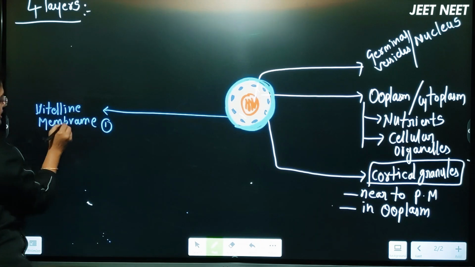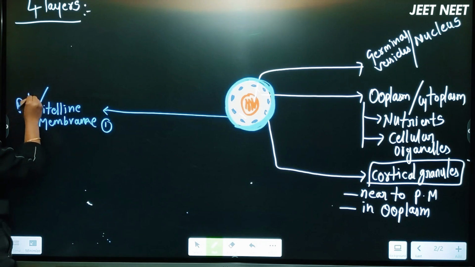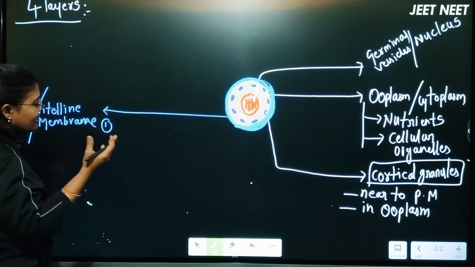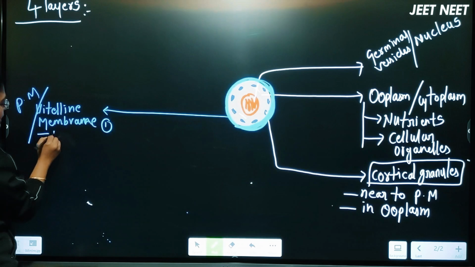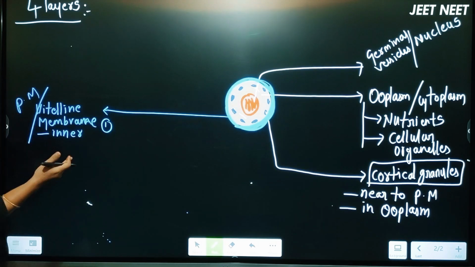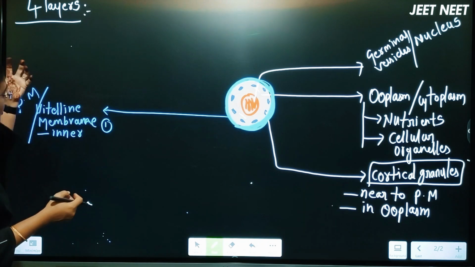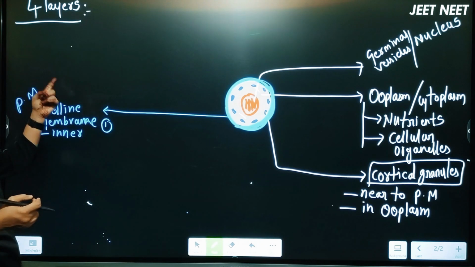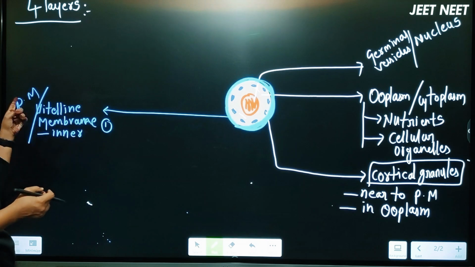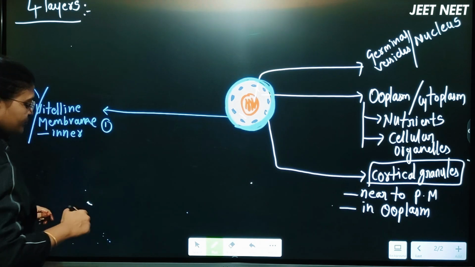We are calling this the vitelline membrane. Vitelline membrane is nothing but the plasma membrane of the ovum. We will call it the vitelline membrane. Beta, this is the inner one. I am going to discuss inner to outer here. So the innermost membrane surrounding the ovum, there are 4 layers we told, and in that the first layer is the vitelline membrane, which is also called the plasma membrane, which is the inner one we can say.